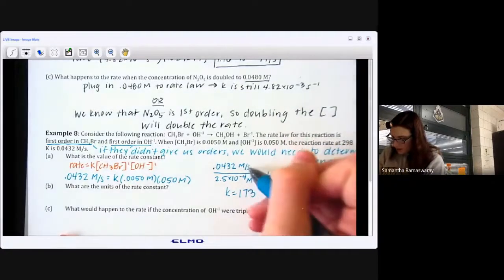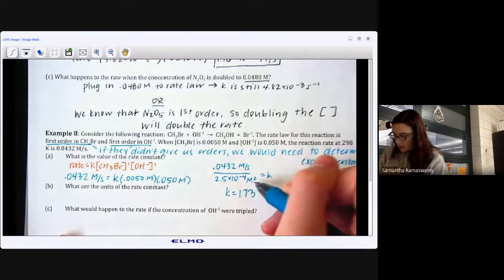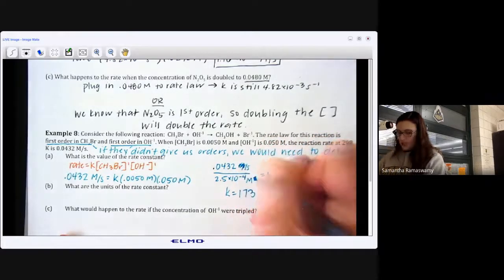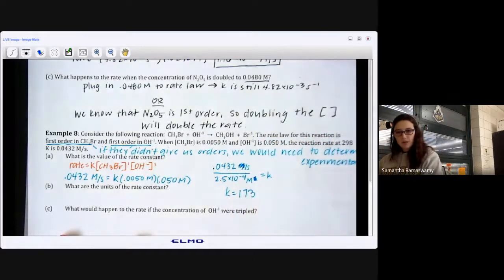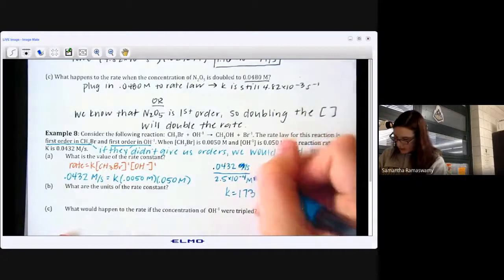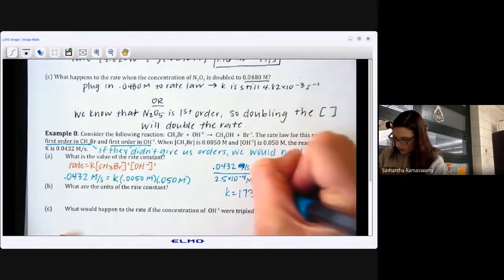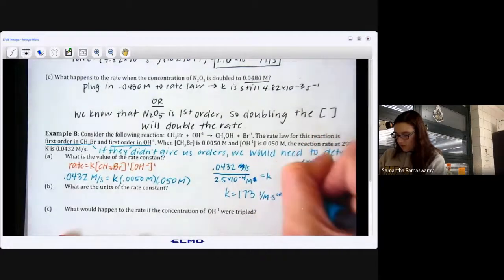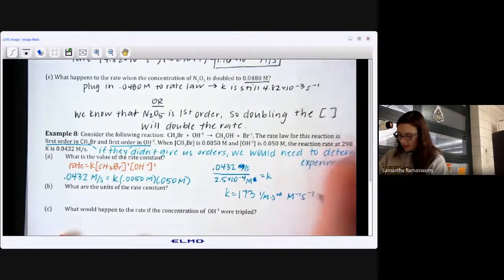So molar per second divided by molar squared. So this molarity will cancel. One of these will cancel. So if we put everything in the correct place, it'd be 1 over molar times seconds, or per molar per second.